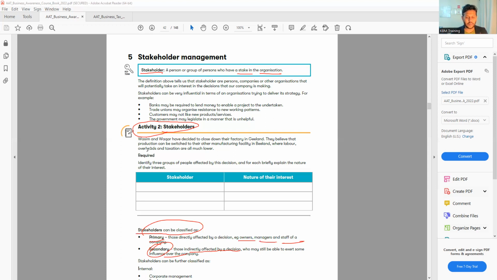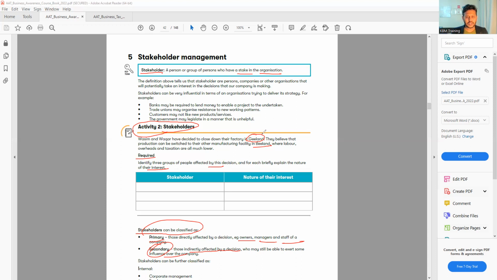Now let's read this one, activity 2, and see what the question is here. Wasim and Walker have decided to close down their factory in Greenland. They believe that production can be switched to their other manufacturing facility in Billund, where labor, overhead, and taxation are much lower. So they're closing one factory and moving somewhere else, some other city, some other country, it doesn't matter. Requirement: identify 3 groups of people affected by the decision, and for each briefly explain the nature of their interest.